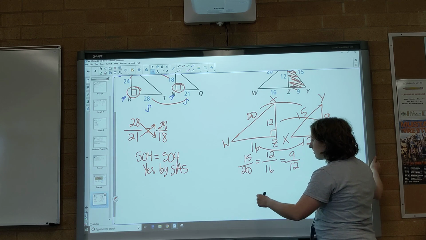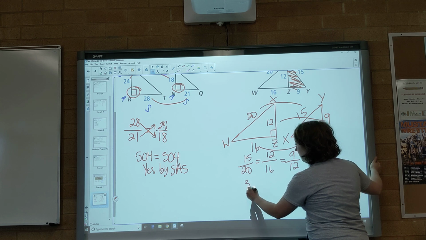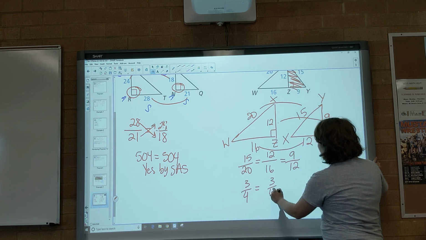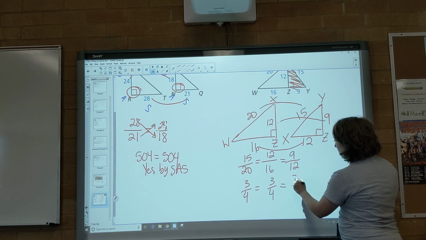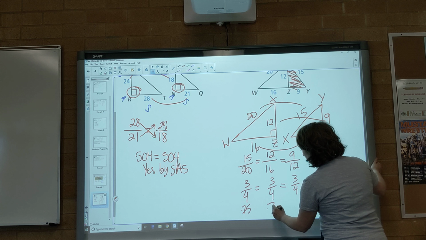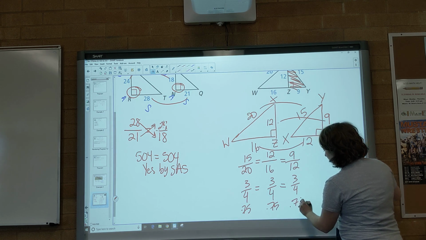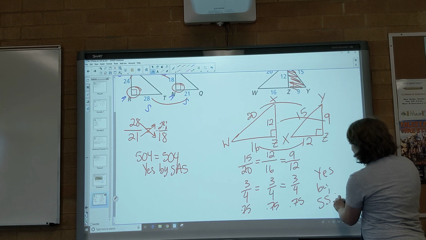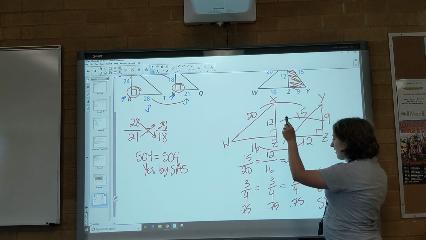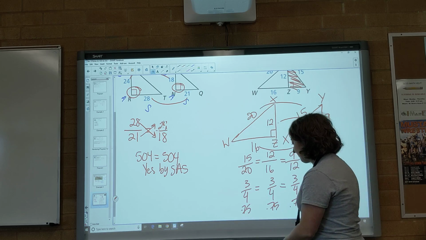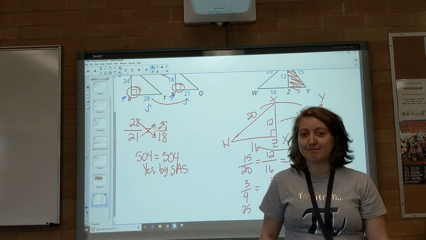15 over 20 is 3/4. Yep. And 12 over 16 is 3/4. And 9 over 12 is 3/4. So if you divide them, you get 0.75, and 0.75 and 0.75. So these are similar by side, because when I divide the sides, I get the same number every time. And that's also the scale factor. And that's it. So that's the lesson.